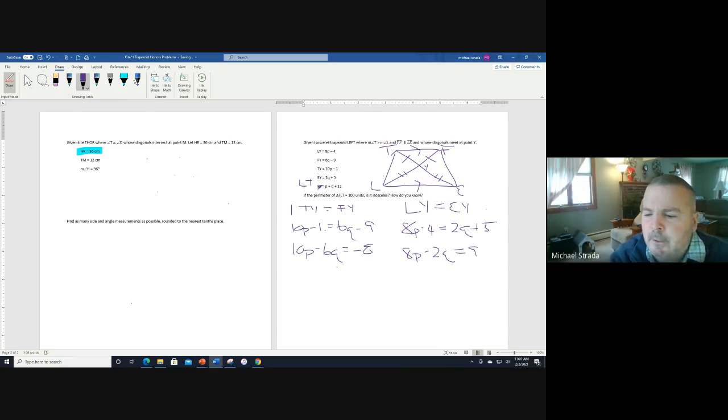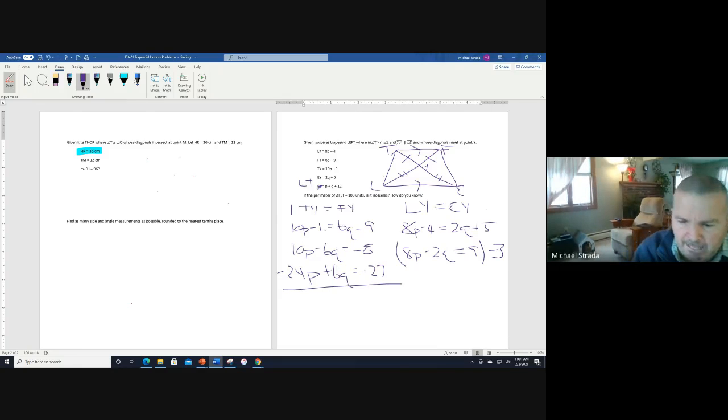To me, the Q's are going to be easier to work with since 2 goes into 6. So I'm going to multiply that equation by negative 3. The result would be negative 24P plus 6Q equals negative 27. Add straight down, negative 14P equals negative 35. P equals 2.5.